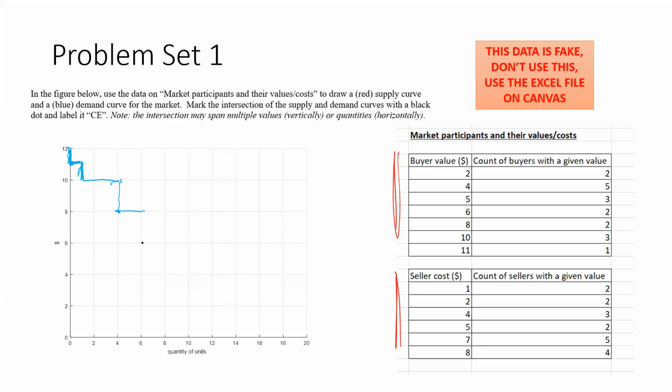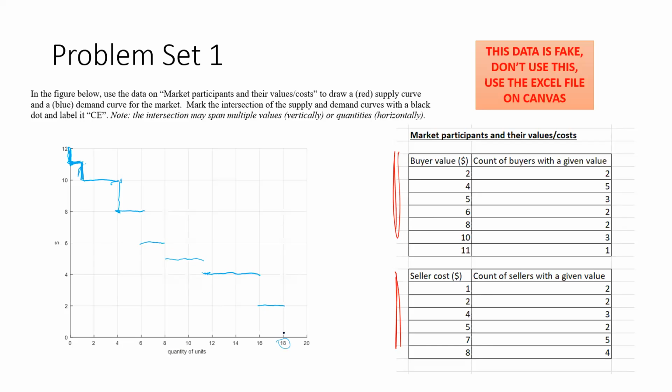Then you jump down to 6 and you get 2 more. Then you jump down to 5 and you get 3. 1, 2, 3. And then you jump down to 4 and you get 5. So 1, 2, 3, 4, 5. And then you jump down to 2 and you get 2.